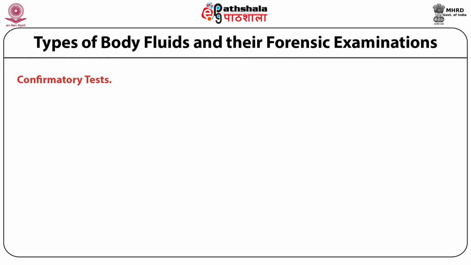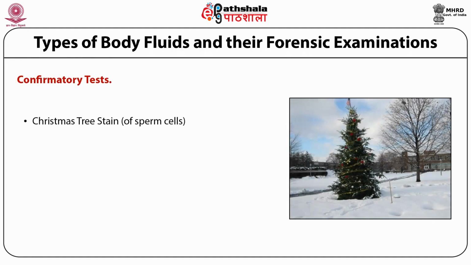Confirmatory test. The first is the Christmas tree stain. Positive visual identification of sperm cells using a stain. Two main reagents are used consecutively to produce this distinctive stain, that is, picro-indigo-carmine stains the neck and tail portion of the sperm in green and blue, while the nuclear fast red gives the sperm heads a red color and the tip of the heads a pink color.